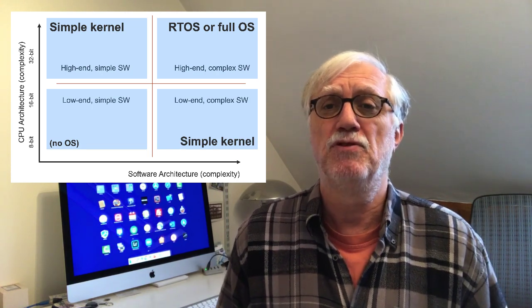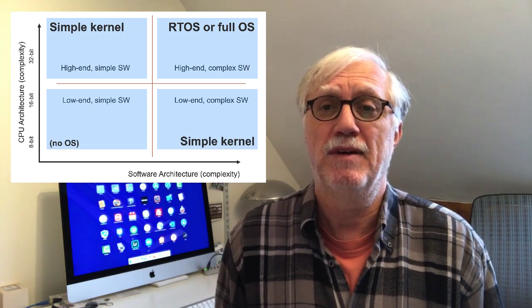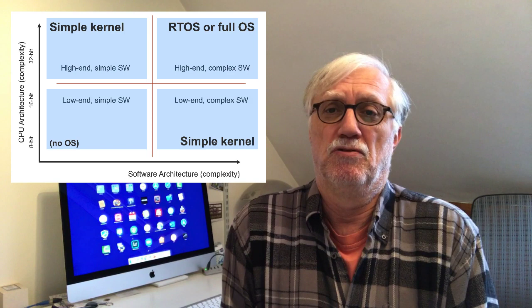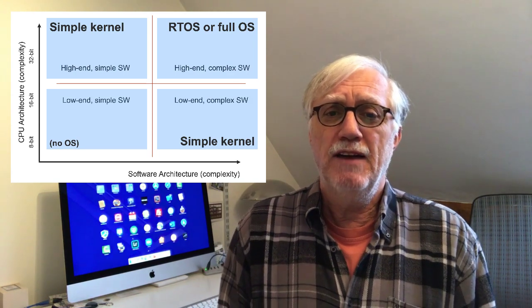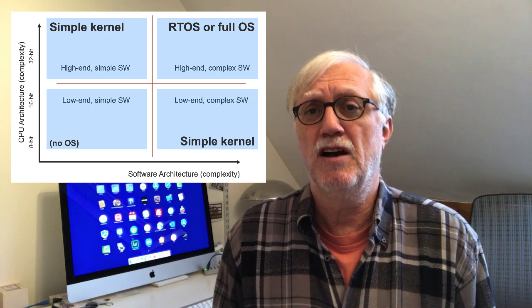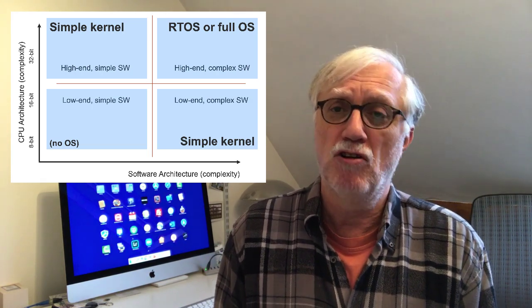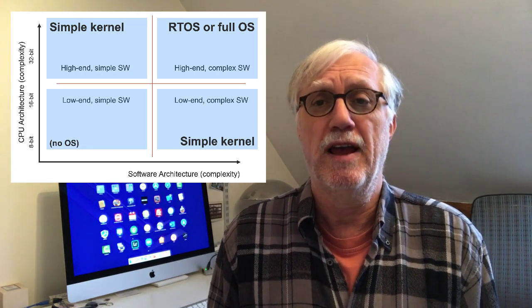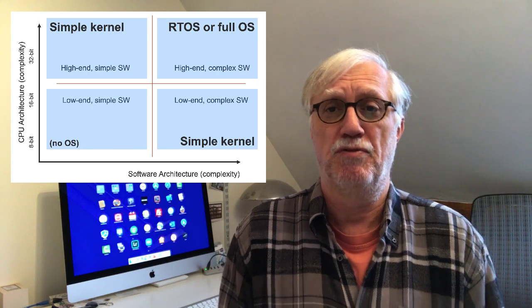If we look at the bottom left corner, so 8-bit low-end devices with simple applications, you really don't need a kernel at all. There's nothing much needed there, you just write the software. If we look diametrically opposite from there, top right-hand corner, where we have a relatively complex application on a fairly high-end processor, here is the place to use an operating system.